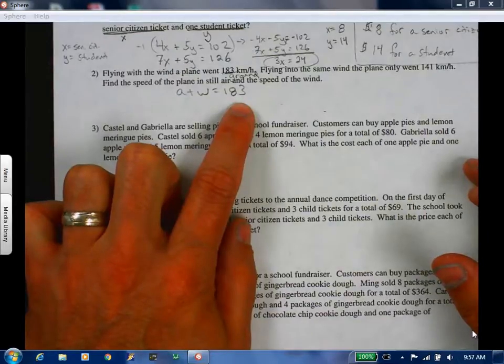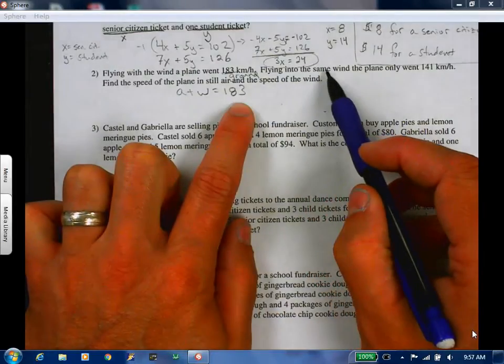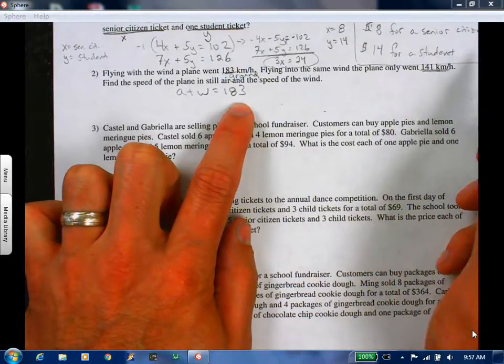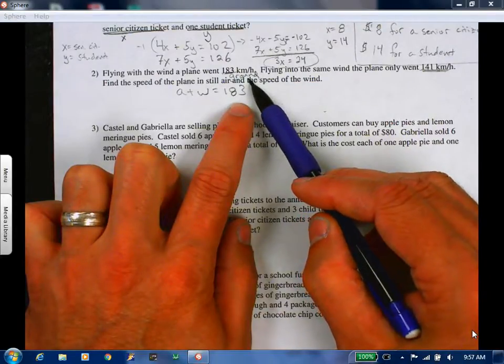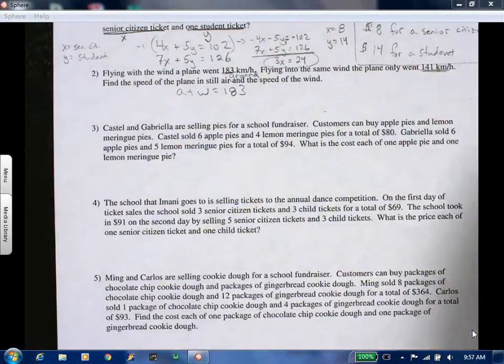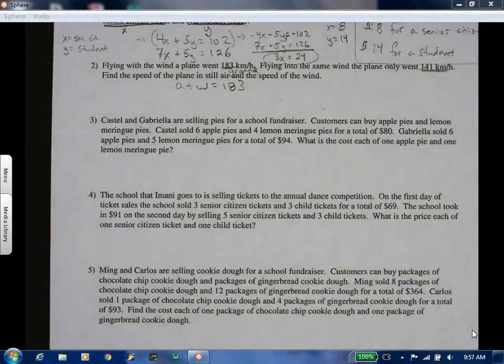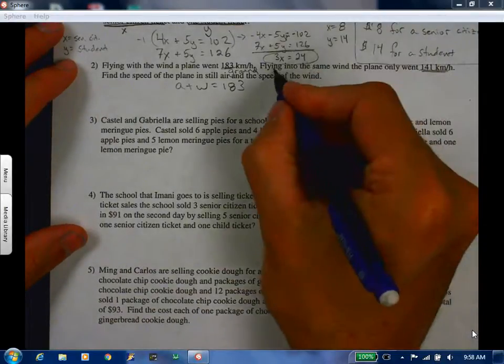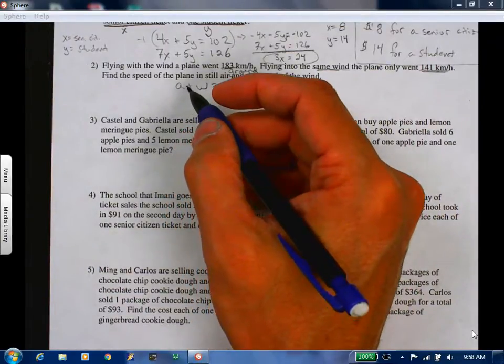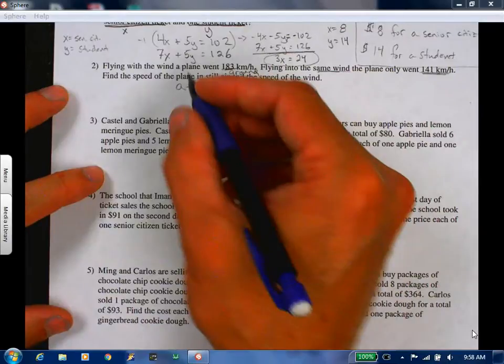Okay. Flying into the same wind, the plane only went 141 kilometers per hour. So what's that 141 represent? It's another ground speed. So what's happening this first time, the wind is behind us and it's pushing us, right? Well, super fast. Now we turn around, we land, we turn around, now we're going back home. Now we're flying against that same wind. It's a different situation. So it's a different equation. So if you're flying into the same wind, the plane only went 141, so now is it airspeed plus wind speed or airspeed minus wind speed? Airspeed minus. Okay, so airspeed minus wind speed equals 141.